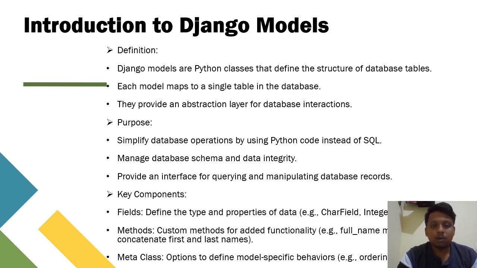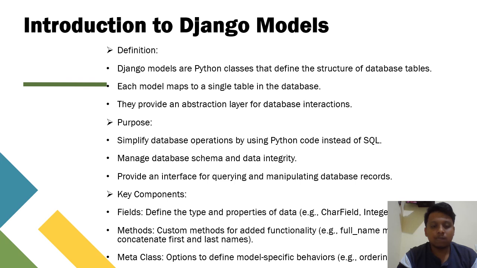First, let us look into the introduction to Django models. Django models are Python classes that define the structure of a database table. Each model maps to a single table in the database. They provide an abstract layer for data interaction. The purpose is to simplify data operations by using Python code instead of SQL, managing database schema and data integrity, and providing an interface for querying and manipulating database records.